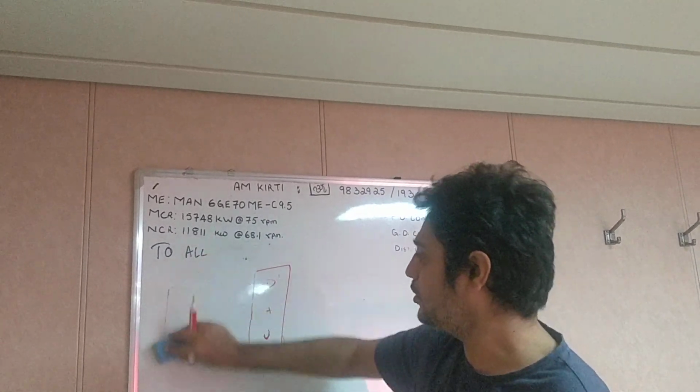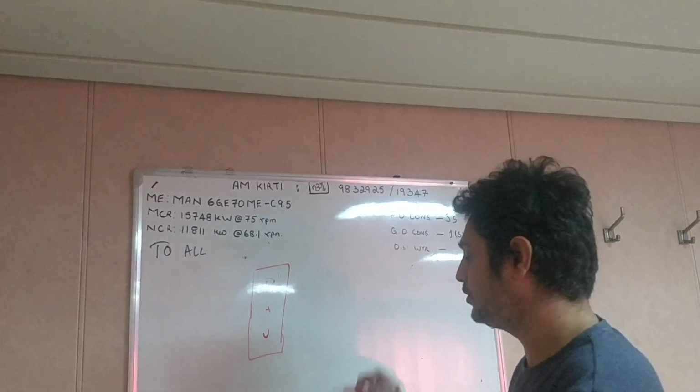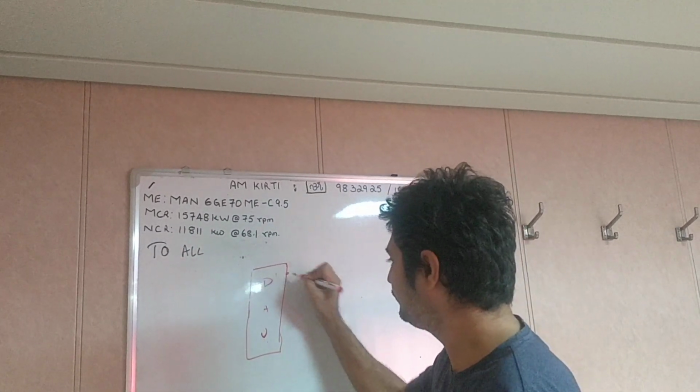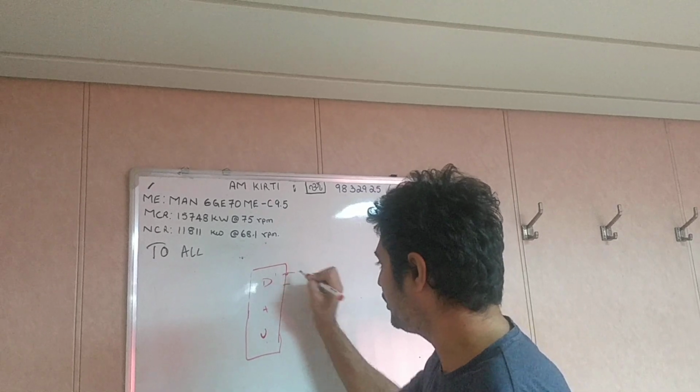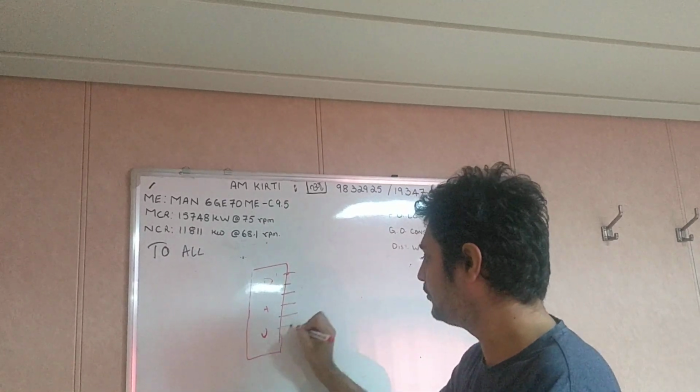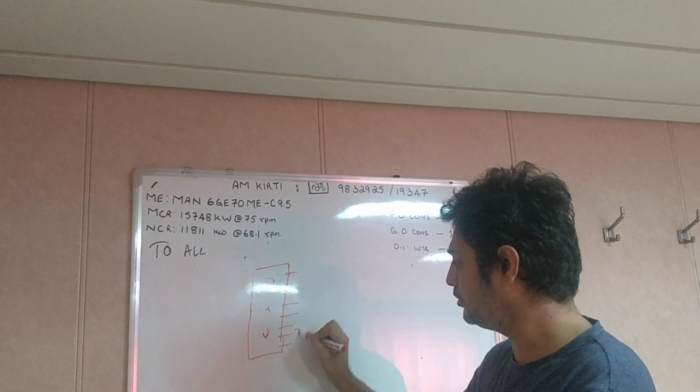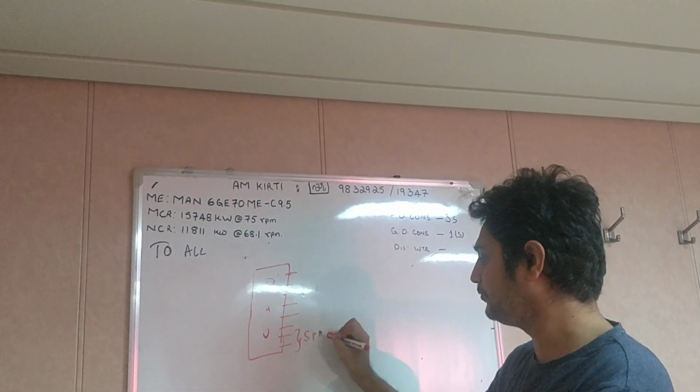So as of now, we will see this. Suppose these are all ports. Imagine them as ports. Usually these two ports will be spare ports.